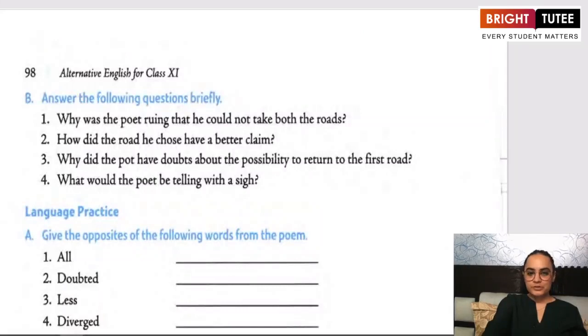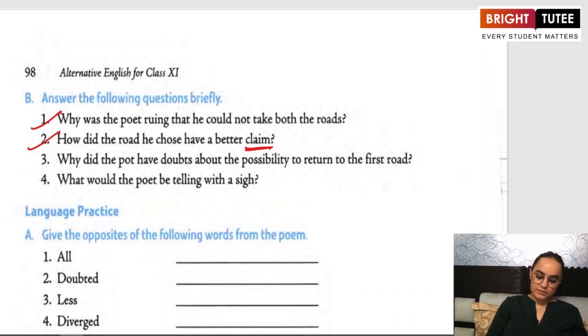Answer the following questions briefly. Why was the poet rueing that he could not take both the roads? Obviously, the poet could not take both the roads because he was just one traveler. He was one person and he had to choose one of the two things that lay in front of him. How did the road he chose have a better claim? What better quality did the road chosen by the poet have? So the road that the poet chose was better because it was grassy and not many people had traveled on it.